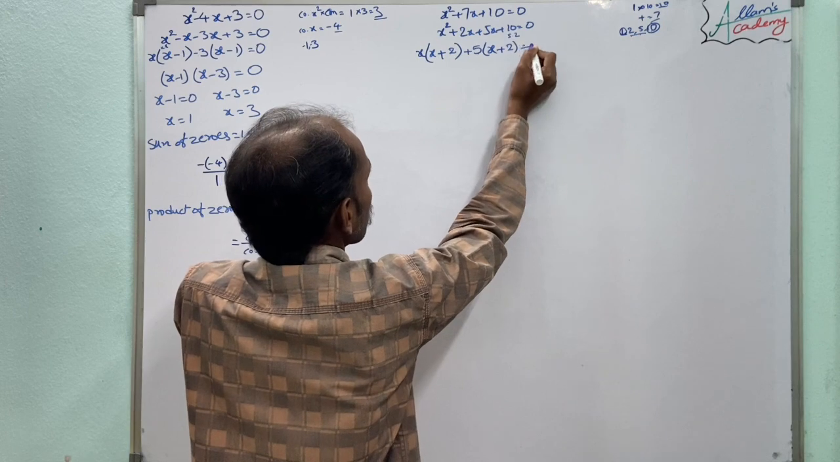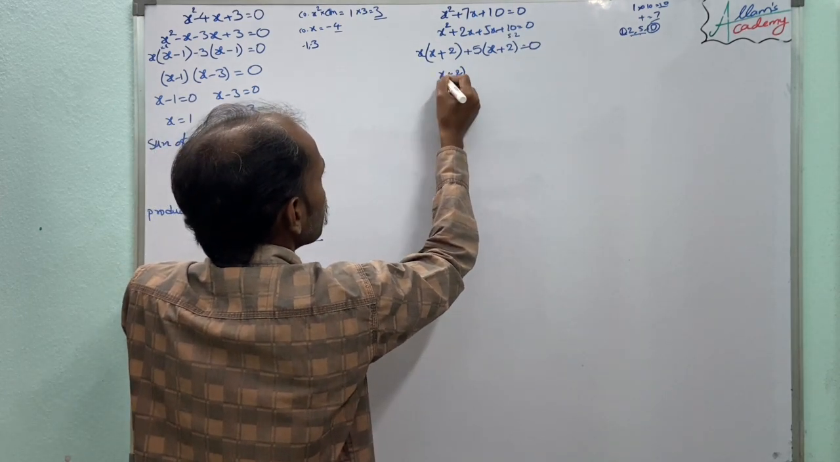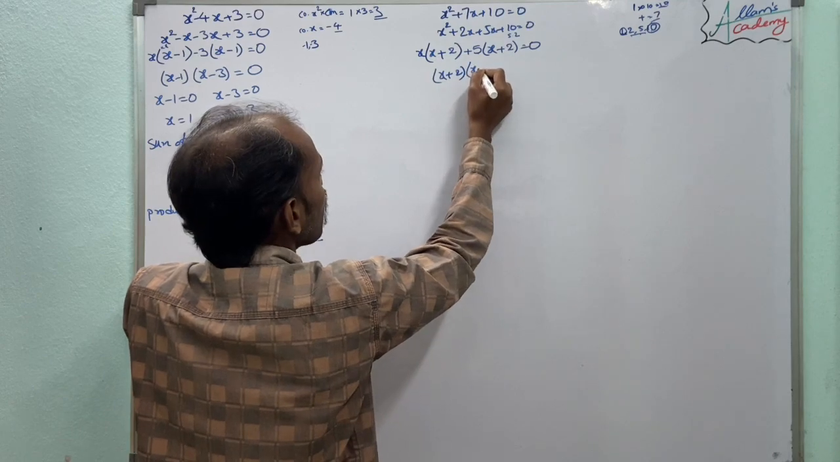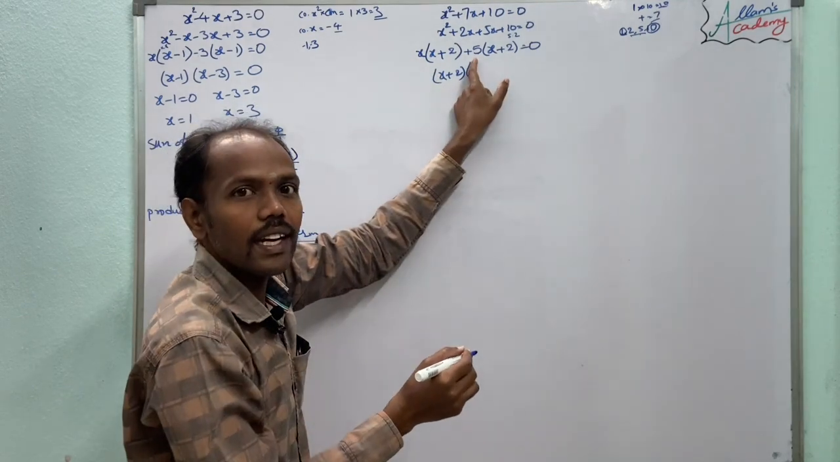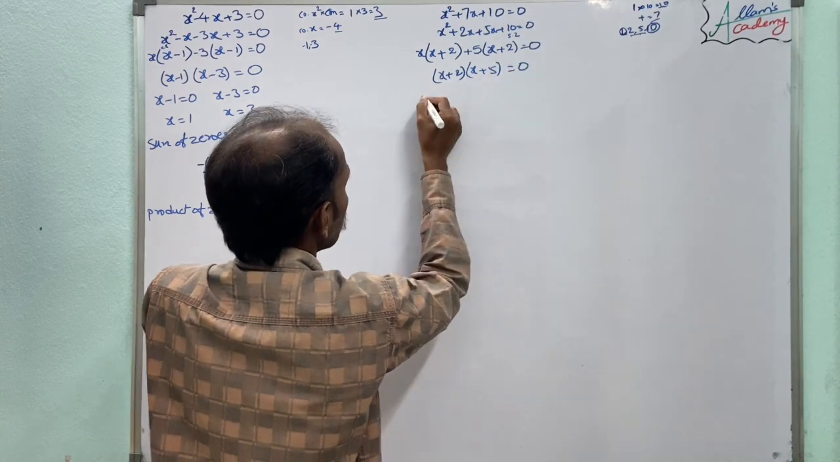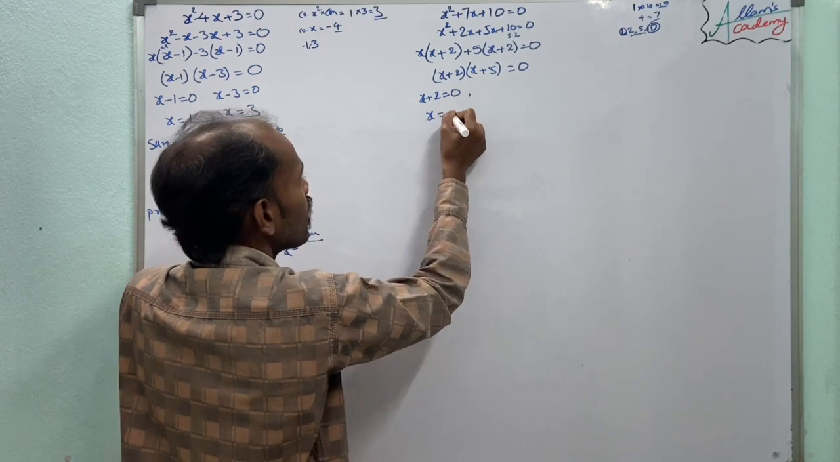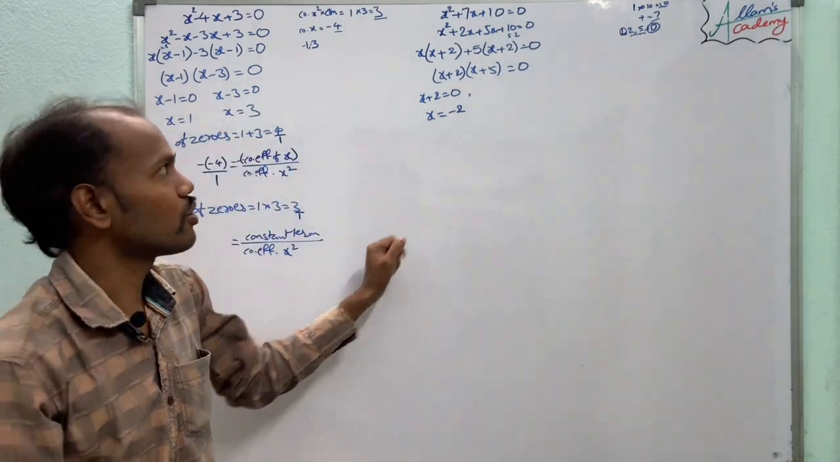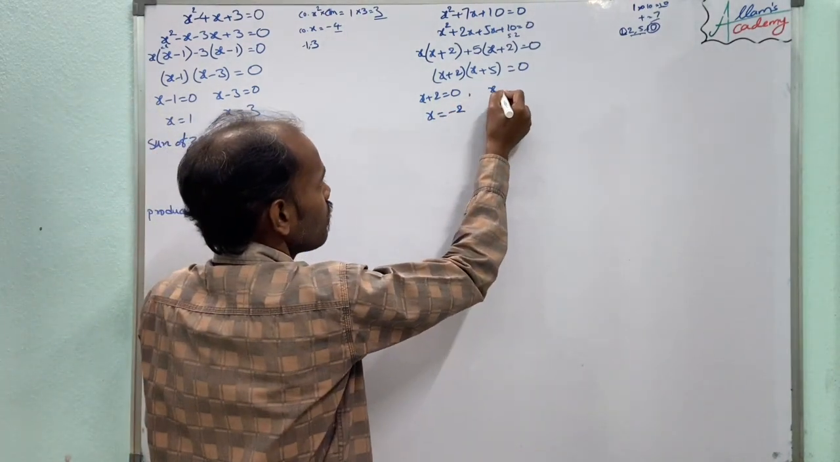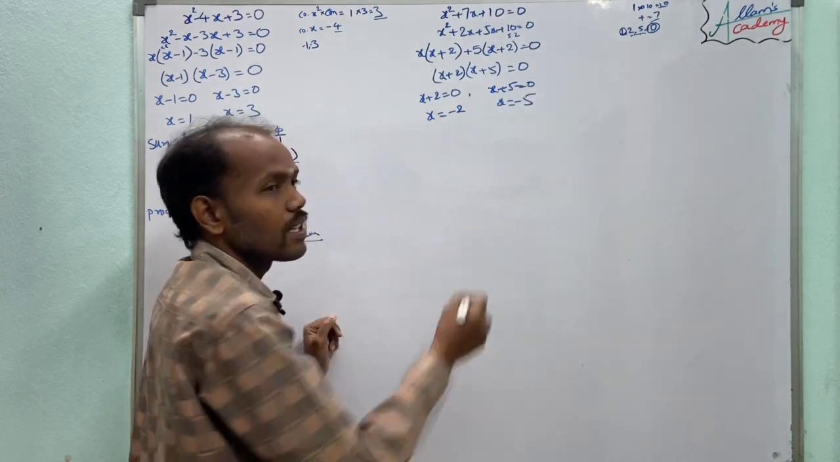Now in this both x plus 2 is the common. So if we take x plus 2 common, then here x remains and here plus 5 remains. So x plus 2 into x plus 5 equal to 0. If x plus 2 equal to 0, then x equal to minus 2. If x plus 5 equal to 0, then x equal to minus 5.